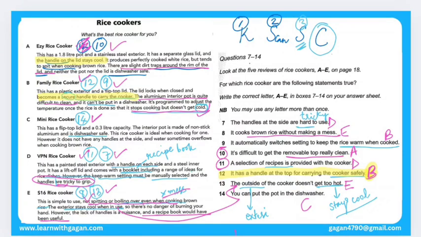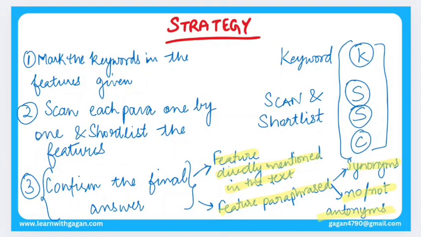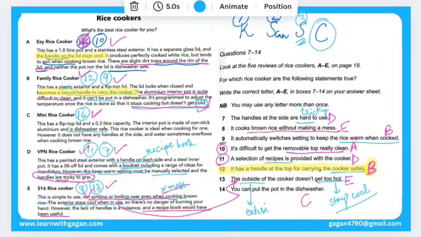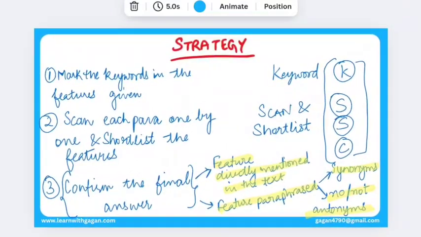So we are done with all of that. Yes. So we have confirmed our answers. Again, we shortlisted them. We scanned each paragraph, shortlisted the options, and now we have confirmed the answers for the features. So this is the strategy that you have to use when you get matching features type of questions.